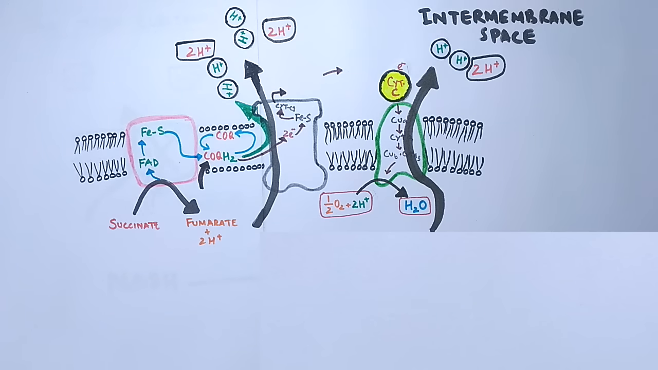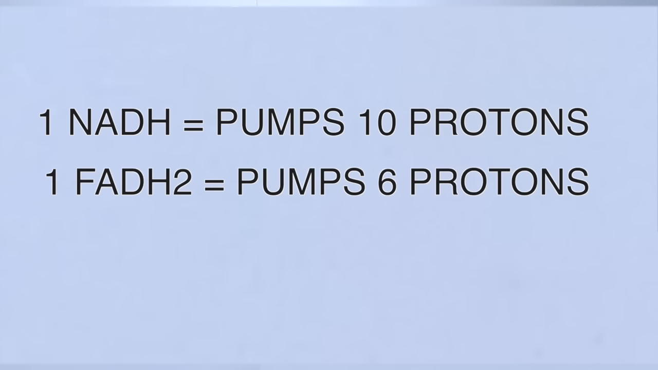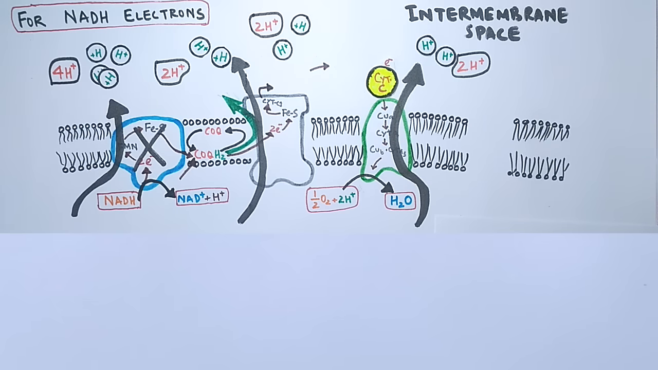Now at the end, if we calculate how many protons are getting pumped by the electron transport chain, we see one NADH pumps 10 protons to the intermembrane space, while FADH2 molecule pumps 6 protons only, a shortage of 4 protons from the NADH. So we needed an electrochemical proton gradient across the membrane, and now we have it. So the next process will be the oxidative phosphorylation, where we will briefly see how protons will generate the ATP production.